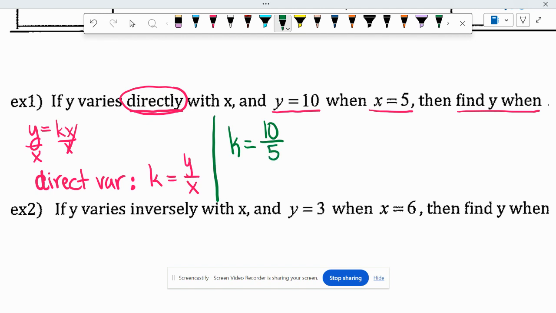So what is K, Colt? I said, what is K? What is 10 divided by 5? Hey, look at me. Don't be disrespectful to me, okay? I just asked you a question. Are you following along?